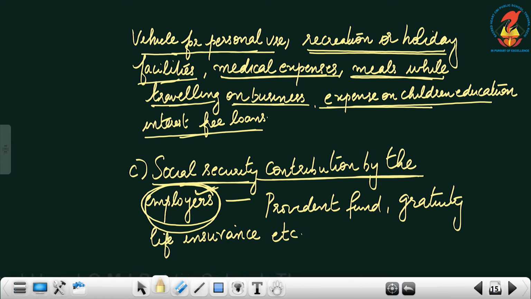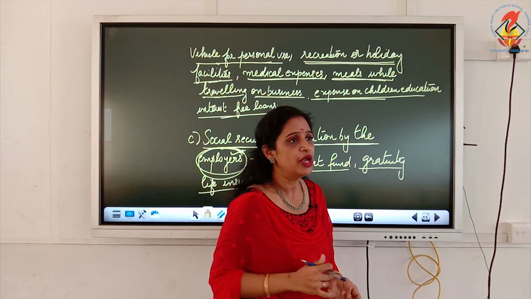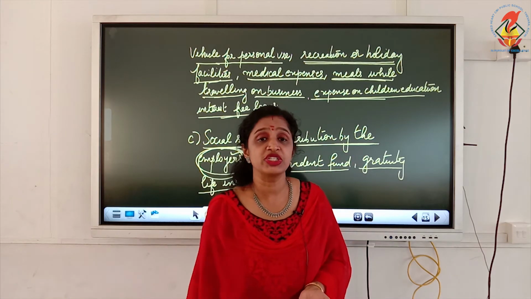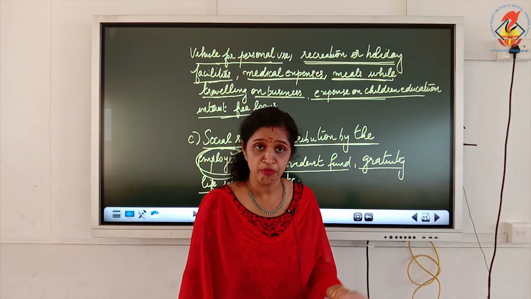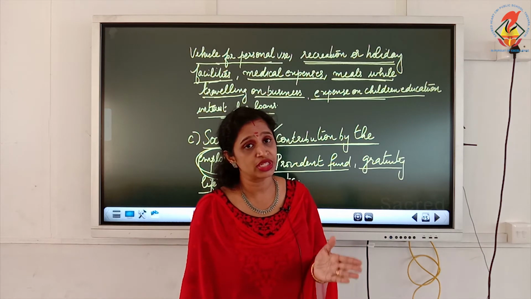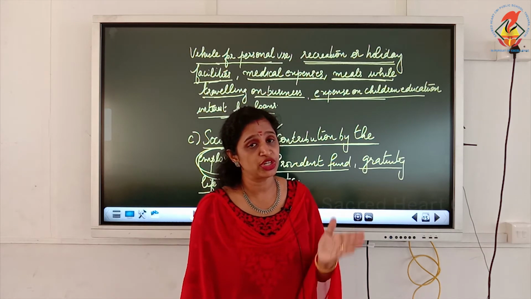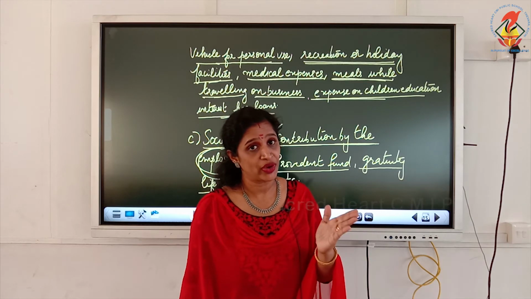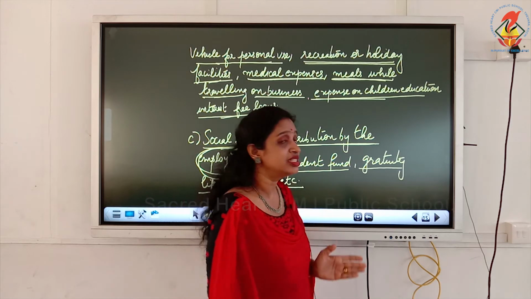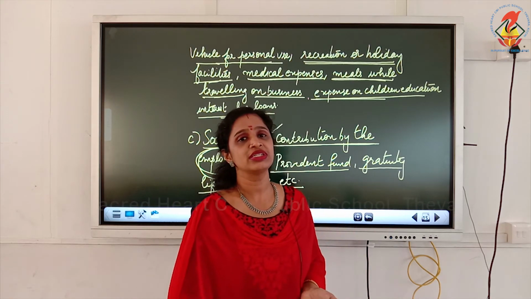Let us see what these social security contributions are. Provident fund, PF, gratuity, life insurance, etc. are the major social security contributions which are provided by the employer to the employee. So do not get confused. Social security contribution provided by the employer to the employee consists of provident fund, gratuity, life insurance, etc.